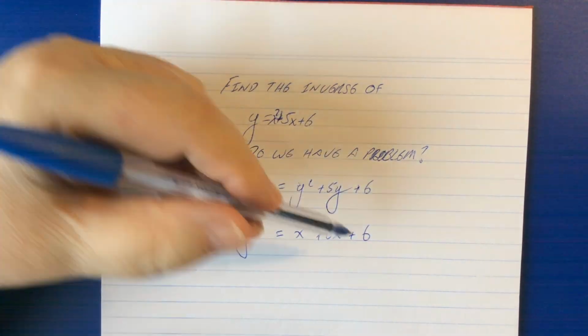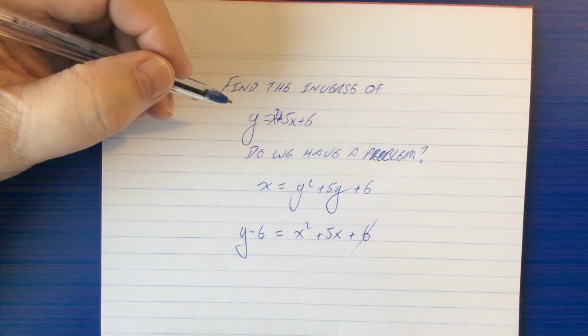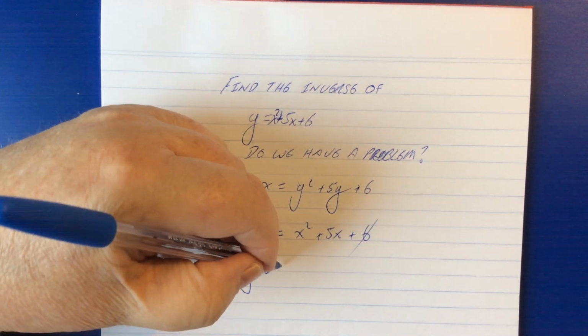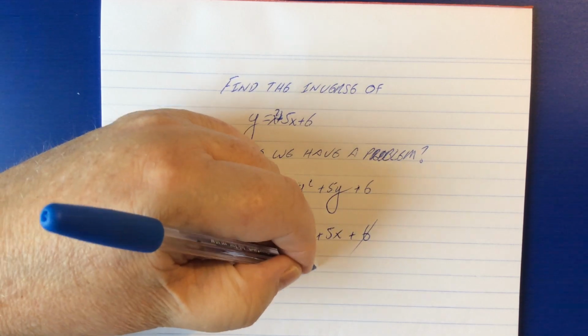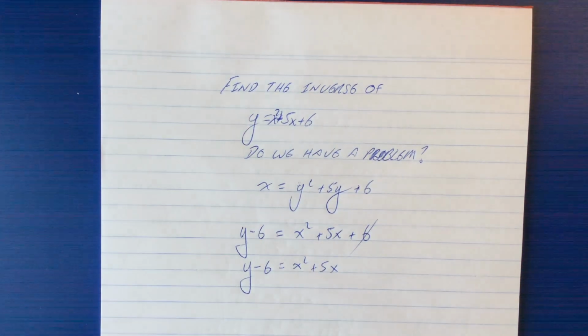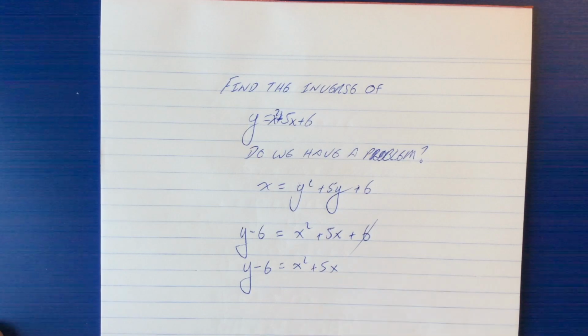And the first thing I'm going to do is subtract 6 from both sides. So just so that you can see clearly what's going on here, that's what I've got. And those of you who've seen other videos in this playlist concerning an inverse will recognize where this is going, because the next thing I'm going to do is complete the square on the right-hand side of this equation.